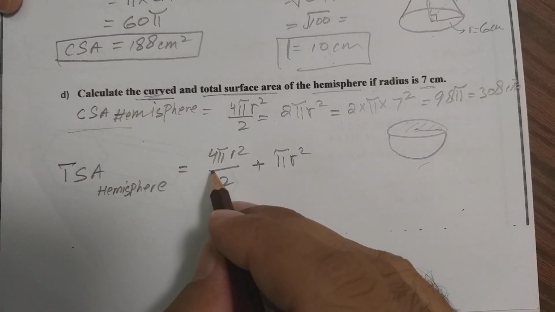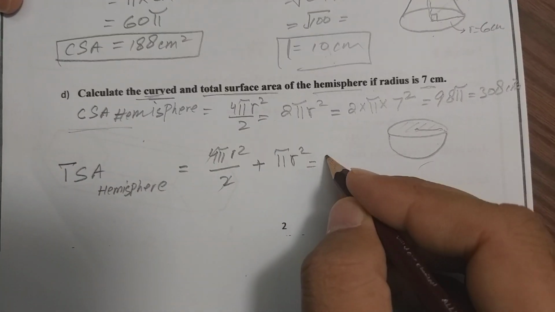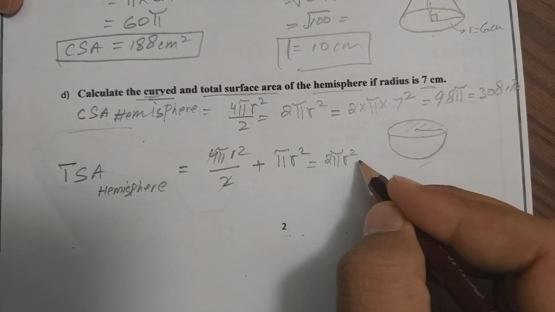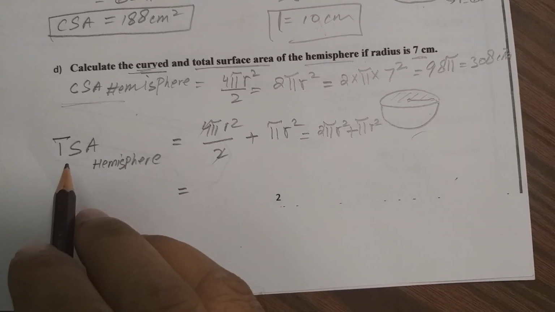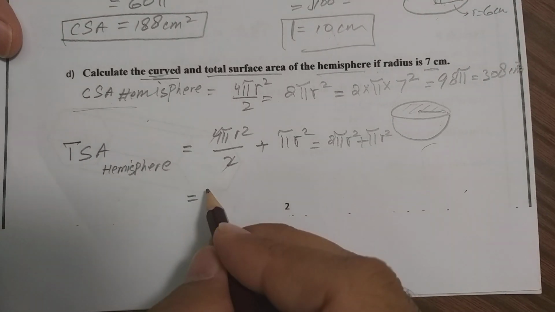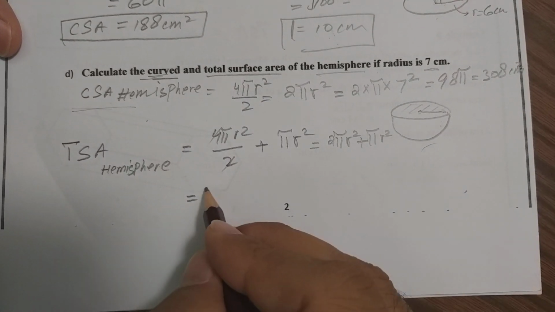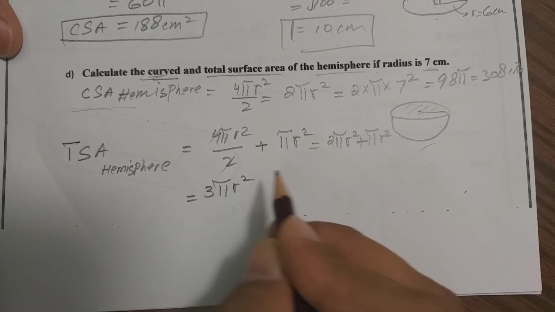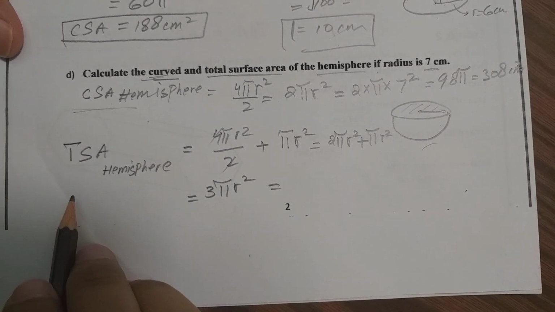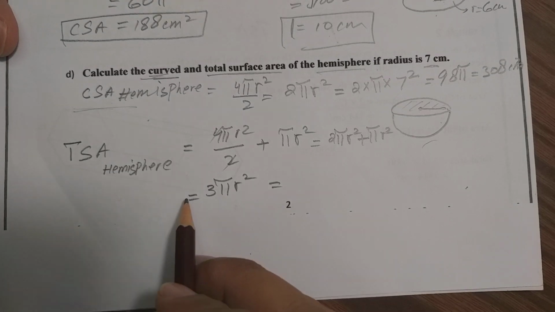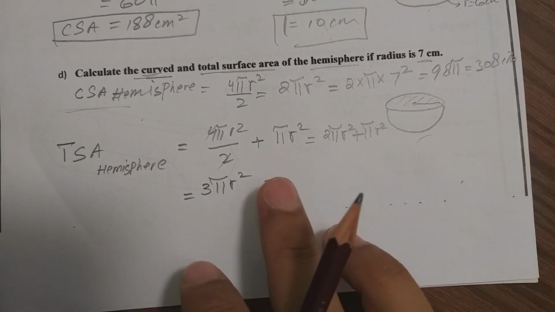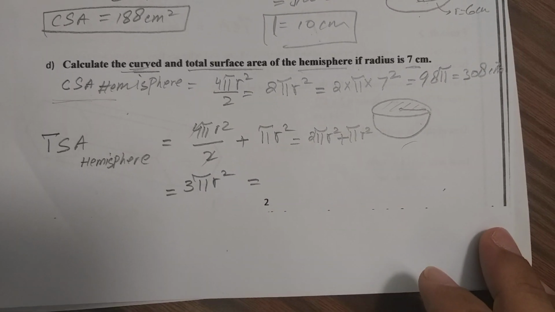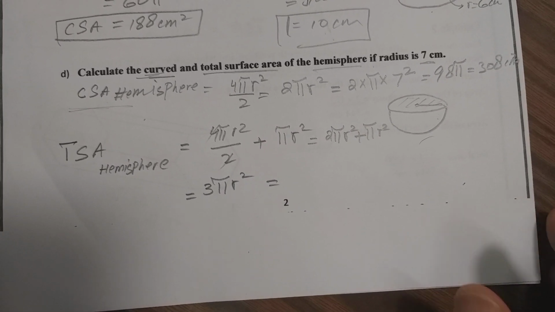So when you divide, this becomes a half, so 2 pi r square plus pi r square. It means the formula for the total surface area of the hemisphere becomes 3 pi r square. So remember this formula, because at the beginning we don't have the hemisphere, so we don't have the formula. Here I explained the hemisphere and the sphere, so please remember it.